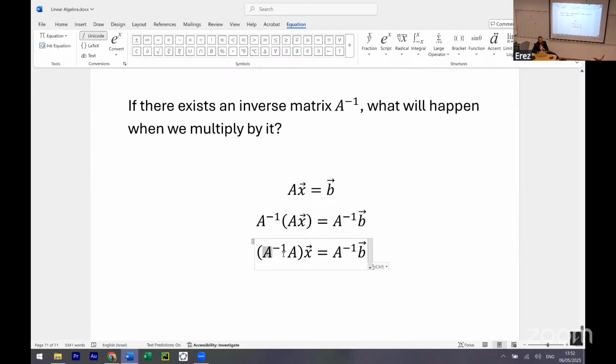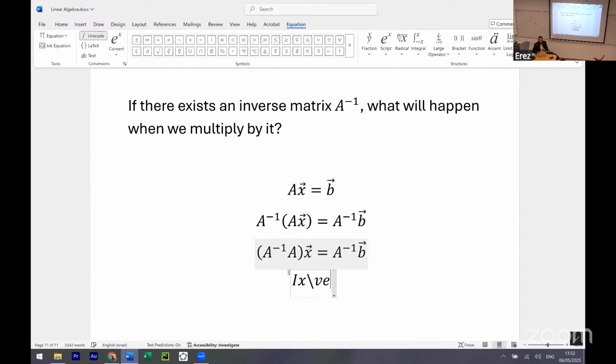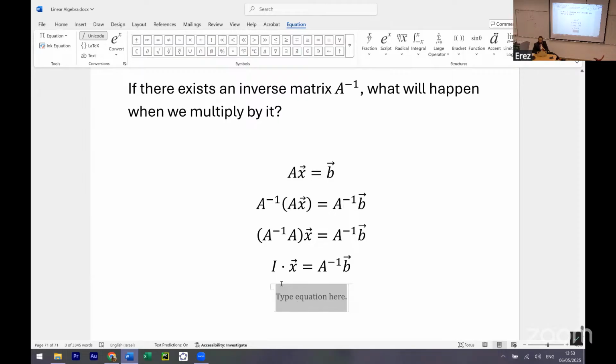What would be A minus 1 times A? Yeah, because that's the idea of an inverse. Once you multiply it, you get the unit. The unit here is the identity matrix, the unit matrix. And so Ix equals A minus 1 b. And what's I times x? Is it defined? Yes, then it should be x.